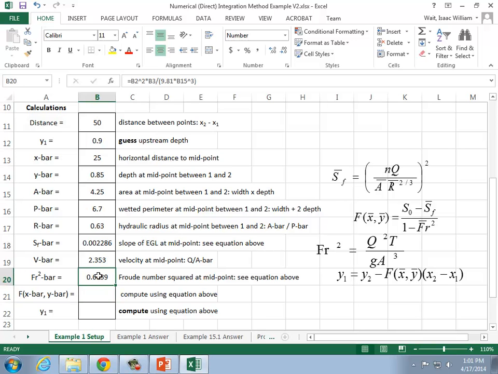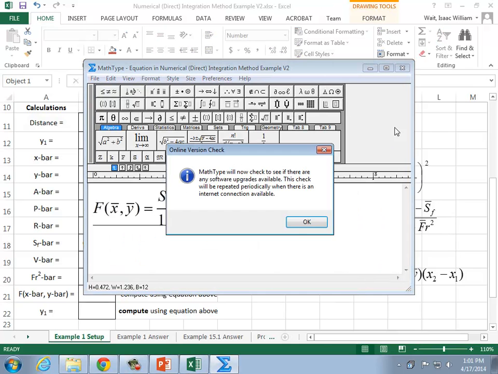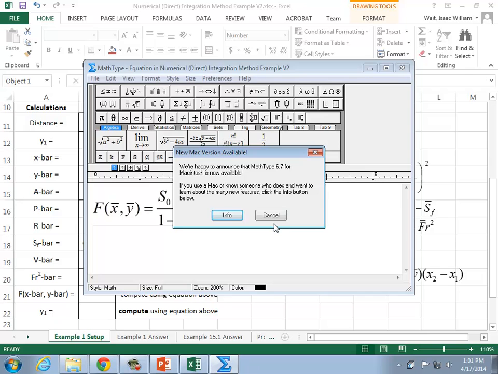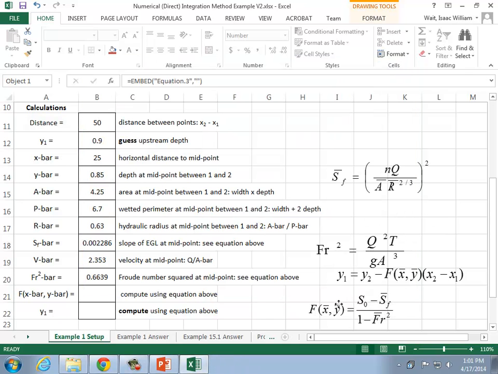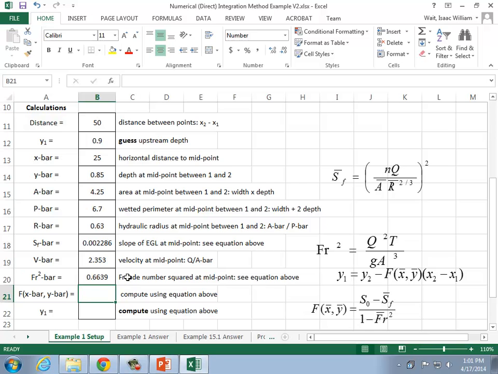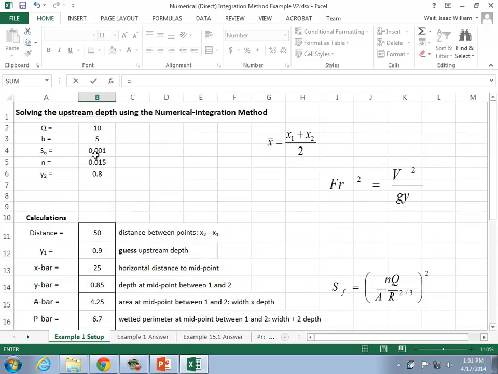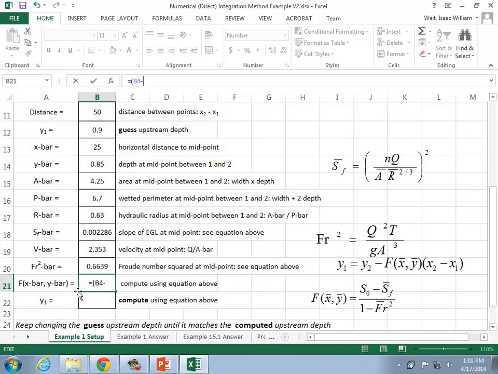Okay, so now I've got the Froude number at the midpoint, and now here's applying the process equation, this one right here. It'll be the slope of the channel, S naught. I need to put the parentheses around that since I'm going to be dividing ultimately. Slope of the channel minus the slope of the energy grade line divided by 1 minus the Froude number squared. So 1 minus this. And that gives me the process equation.